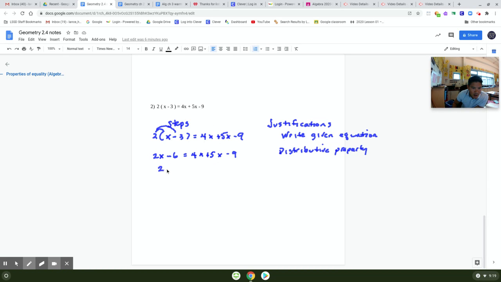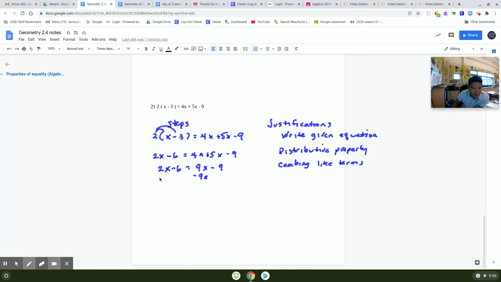From there, I can combine like terms. 2x minus 6 is equal to 4x plus 5x is 9x, and then minus 9. So that's just combining like terms. You could also say simplifying. From here, what I'm going to do is get the variable to the left side.